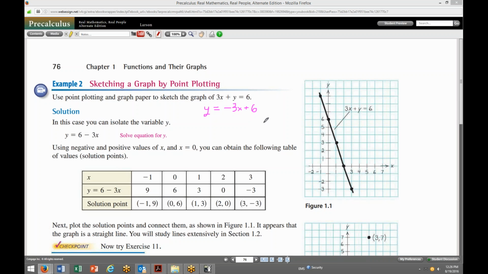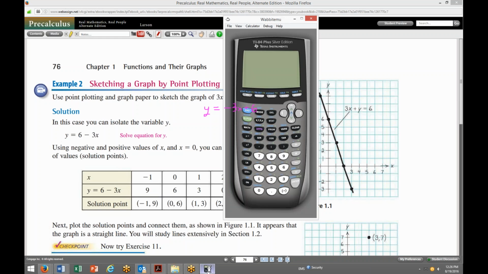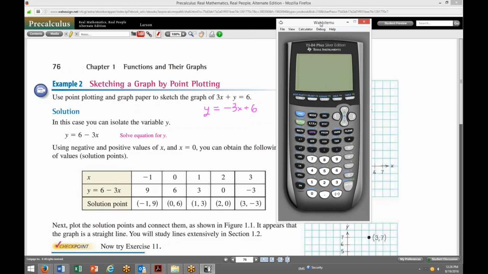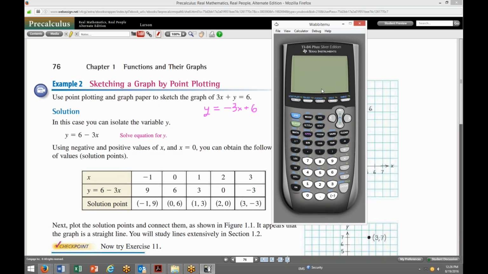But now, since we have solved it for y, we can pull up this simulation of a TI-84 Plus and use it to graph this. By the way, the size of this TI-84 Plus on the screen is not adjustable. It's a fixed size.